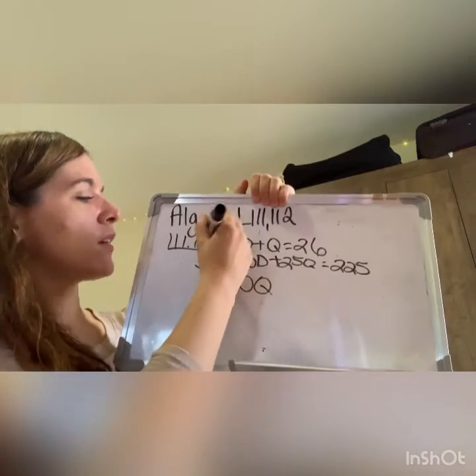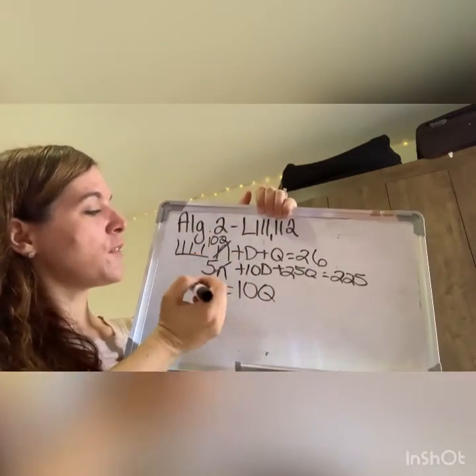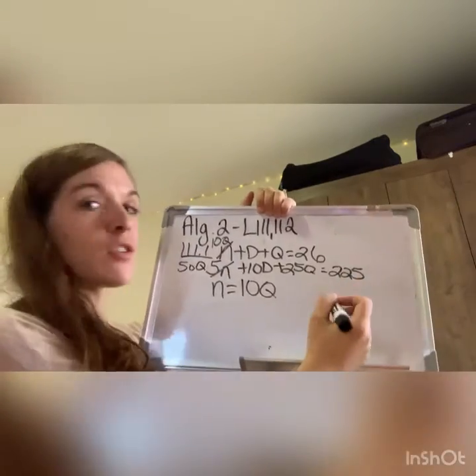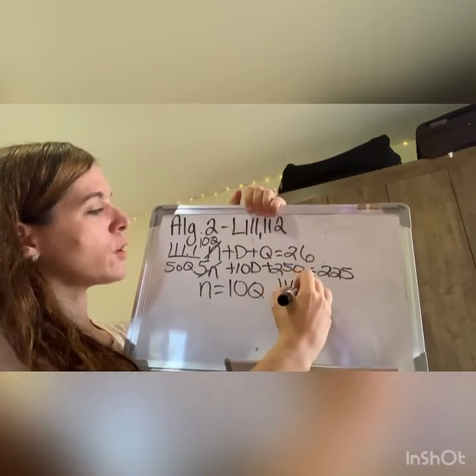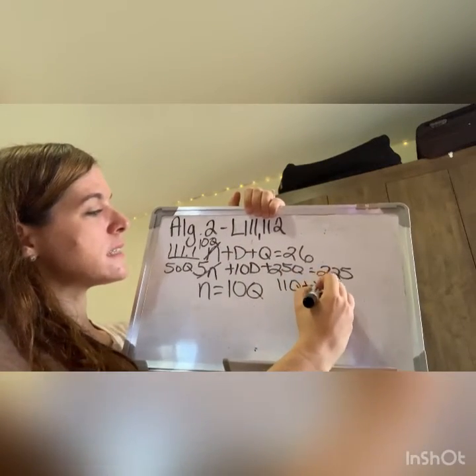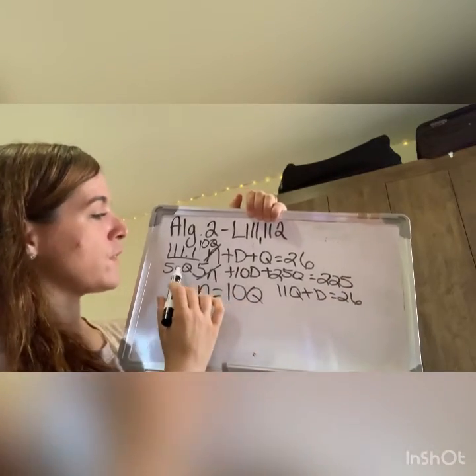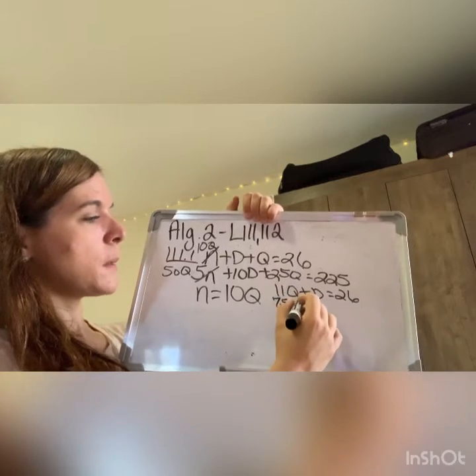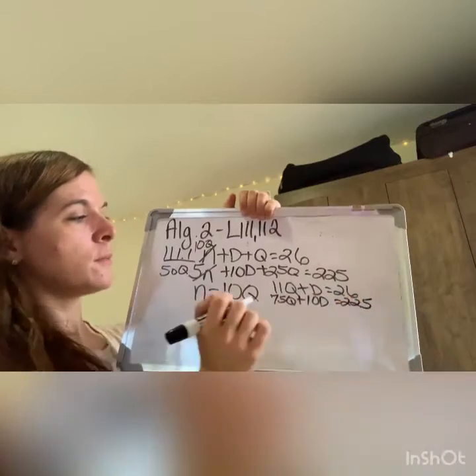I'm going to put this in here for nickels, 10 quarters here, and 10 quarters here. That's going to be 50 quarters. Okay, now I'm going to rewrite my equations. I'm going to write them down here. 10 quarters plus 1 quarter is 11 quarters, plus D equals 26. And then over here, it's 50 quarters plus 25 quarters is 75 quarters, plus 10D equals 225, right?